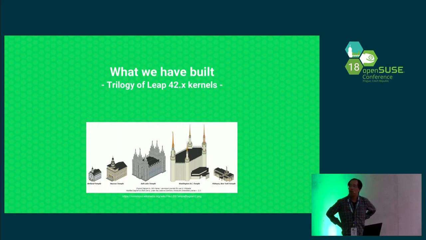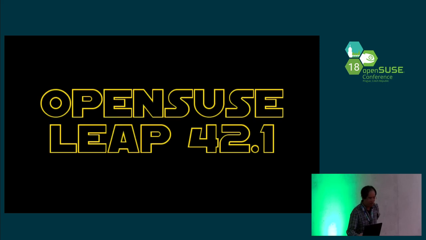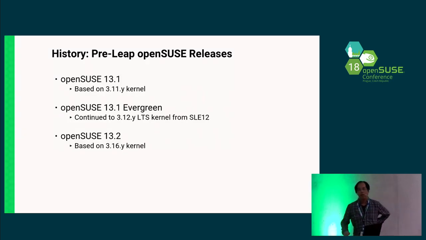And what we have achieved until now by this. So let's start from openSUSE Leap 42.1. It's a trilogy, kind of. So starting from openSUSE Leap 42.1, we just need to take a look at our history. Even if the episodes 1, 2, 3 are not so good, it doesn't matter.